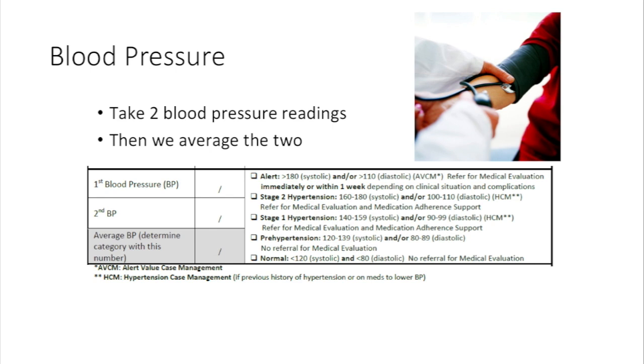All right, let's take a look at one more. Let's say her average is 168/114. So the 168 puts her in stage 2 hypertension, but the 114 is above 110. That puts her right into the alert category. Now I'm not going to go into the case management right now, but we will be talking about that in the next video, and we'll talk about exactly what needs to happen with that.